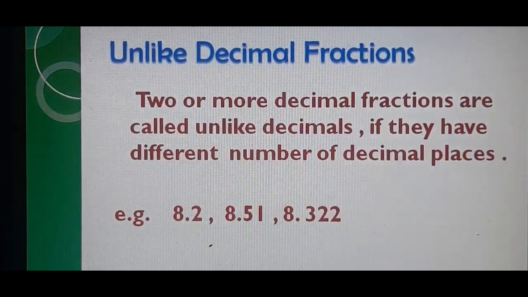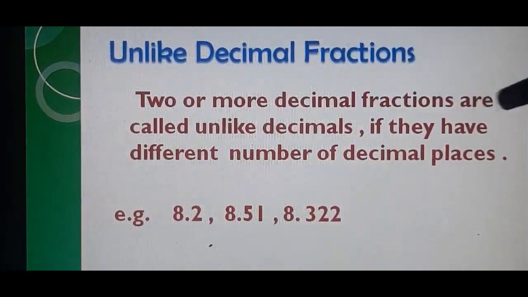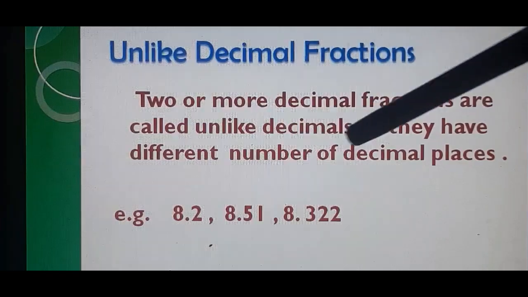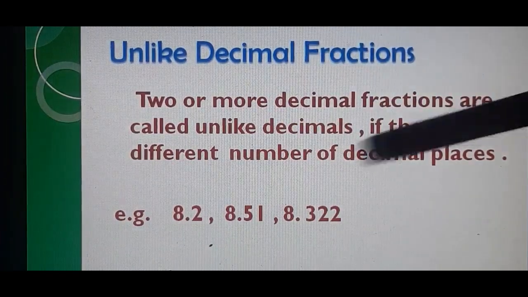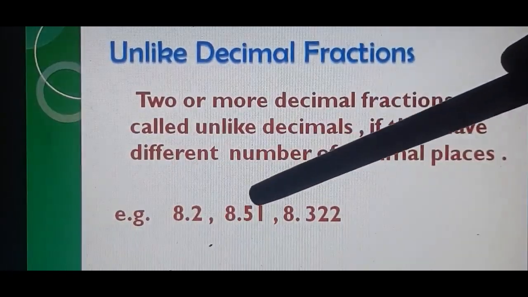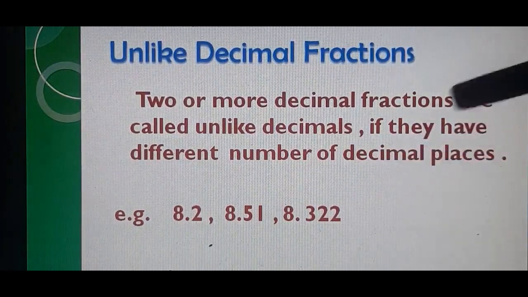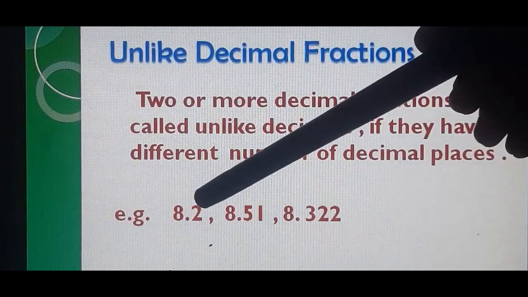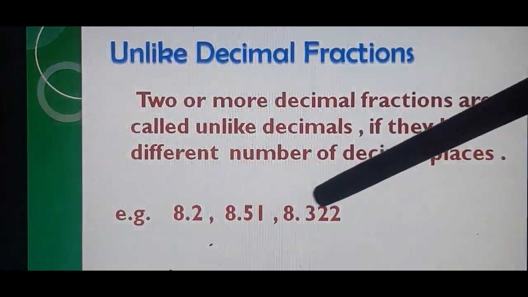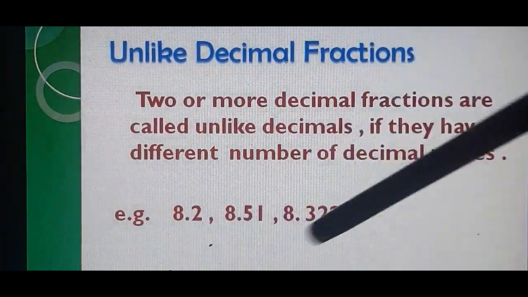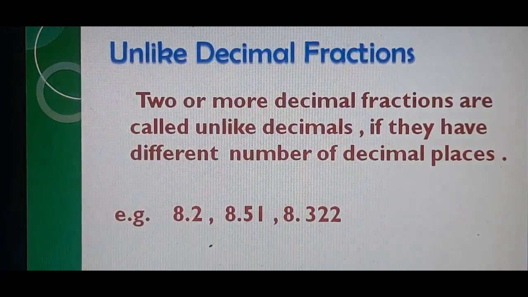Unlike decimal fractions. Two or more decimal fractions are called unlike decimals if they have different numbers of decimal places. For example, 8.2, 8.51, 8.322. So after decimal 1 place, after decimal 2 places, after decimal 3 places. So different numbers of places are there. So these are the examples of unlike decimal fractions.